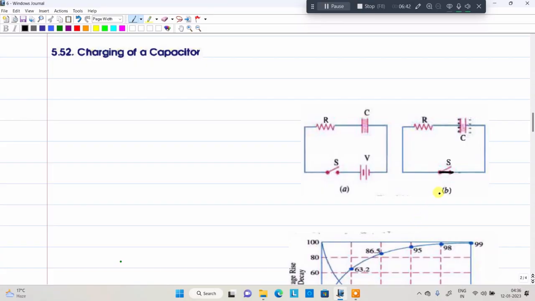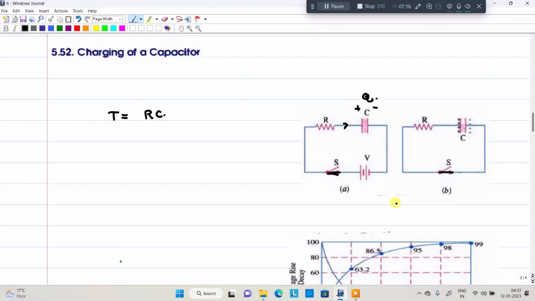What will happen? The current will be flowing. Whenever the switch is closed, current will be flowing. This is the direction. That means it is a positive polarity, and this is a negative polarity. The charge is formed. Okay. Whenever the charge is formed, what is the time constant in that particular case? Time constant T is equal to RC, resistance times capacitance. So here R is the resistance and C is the capacitance.